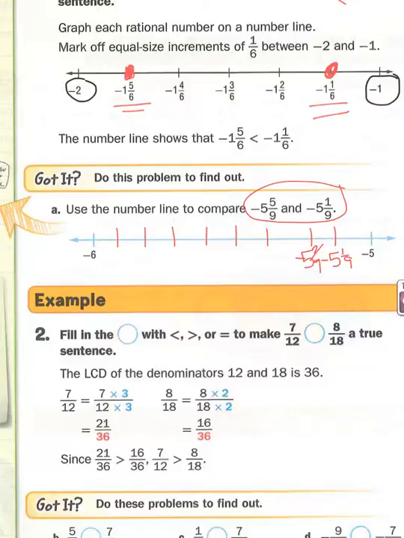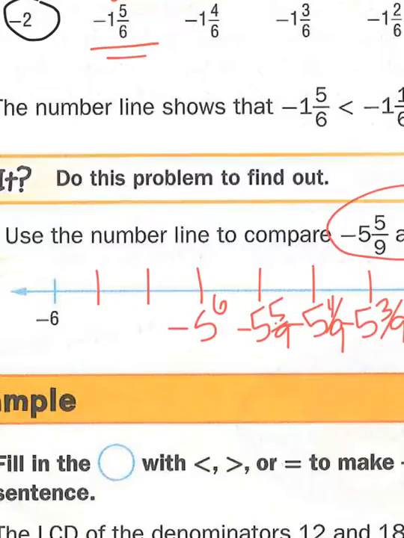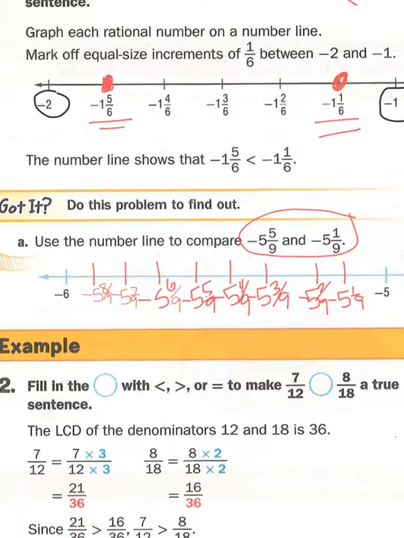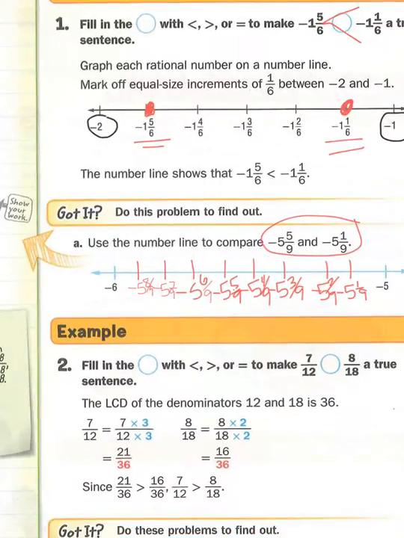This is a little sloppy. -5 3/9. -5 4/9. 5/9. 6/9. I need a better stylus. -5 7/9. -5 8/9. Now, if you do -5 9/9, that's equal to -6. So that's why we know that we need one less little tick mark than what our denominator is. So again, that's just a little hint to help you, because I know sometimes those can be a little tricky to draw. So now we want to go ahead and graph.